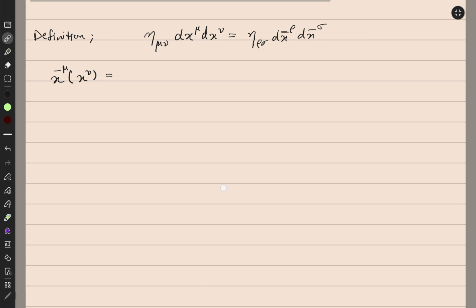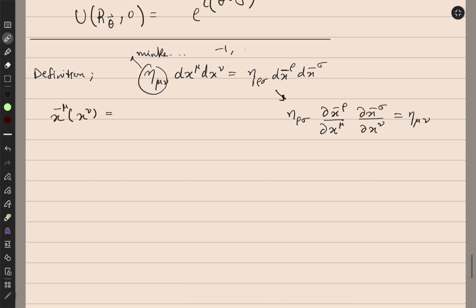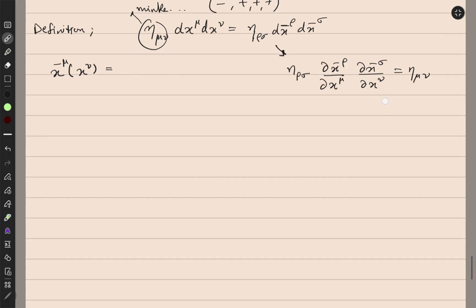Okay. This condition can also be written in terms of partial derivatives, such as this: ∂x̄^ρ/∂x^μ ∂x̄^σ/∂x^ν η_ρσ = η_μν. By the way, this is the Minkowski metric, and I'm using the signature minus plus plus plus, the mostly positive signature.